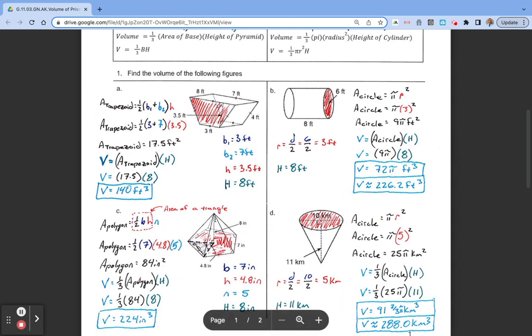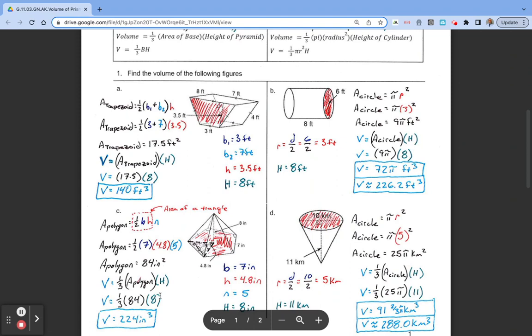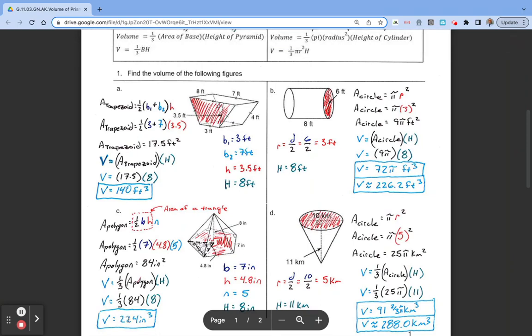And then because this is a pyramid where it comes to a point, we have to multiply by the capital H height, which in this case again is 8, and then also include 1/3. So we calculated the area of the base, which is 84 inches squared, multiplied by the capital H height, which is 8, and 1/3, and we get the volume is equal to 224 inches cubed.